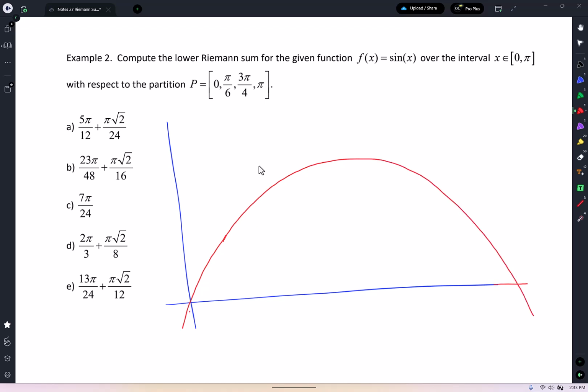I didn't do it perfect. That's fine. 0, pi. All right, let's see what my partitions are. From 0 to pi over 6. Pi over 6 happens pretty quickly, so somewhere right here.